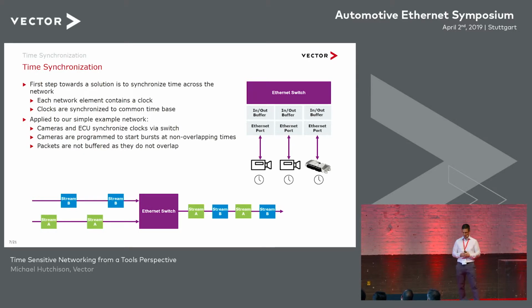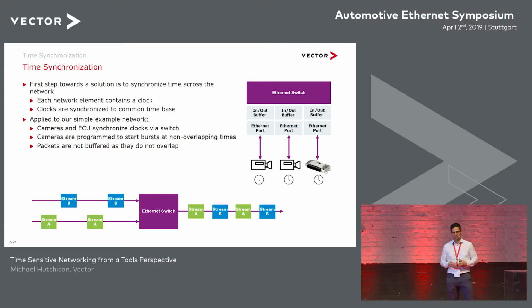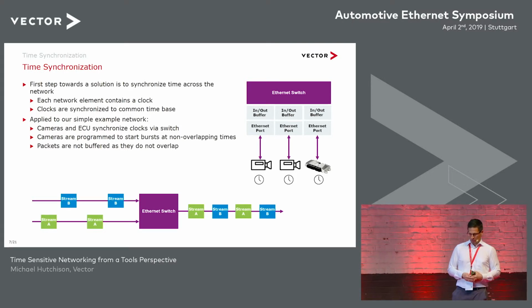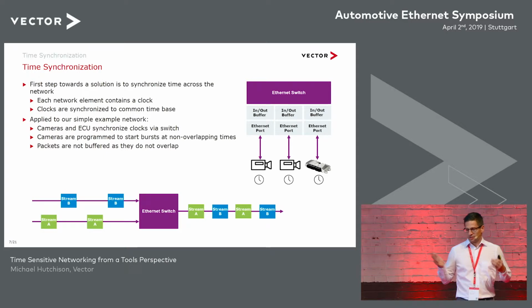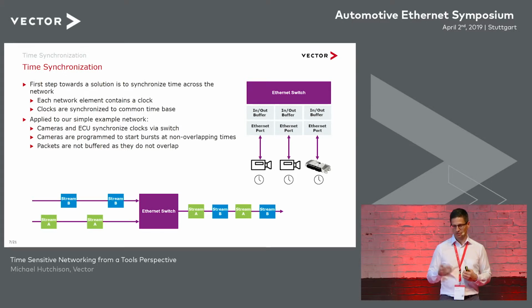If we take a step back to the example that we had before with the 3-port network switch or Ethernet switch, the first step that we could take towards a solution is obviously to spread out those streams so that the cameras are maybe sending them at different times. And then we don't end up with congestion in the switch. So what we can do there is we need to synchronize our clocks, and we can use a protocol like IEEE 1588 for that, or gPTP.